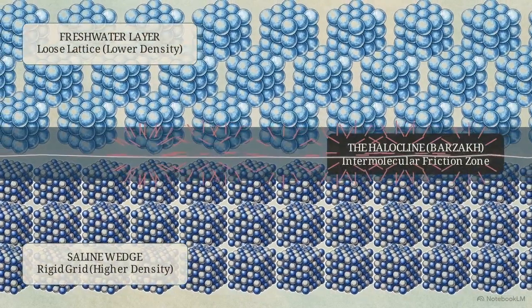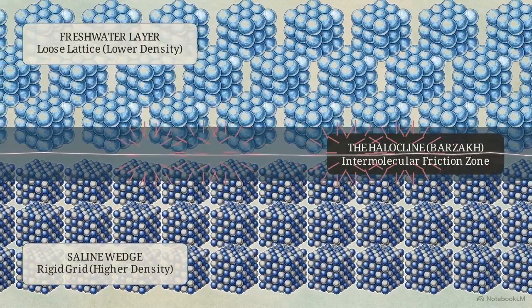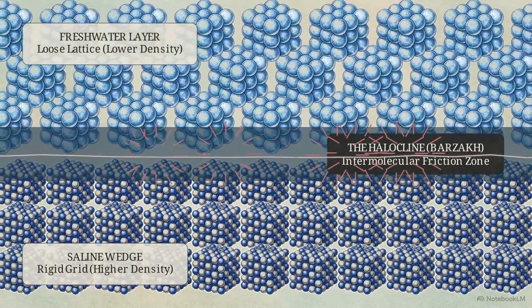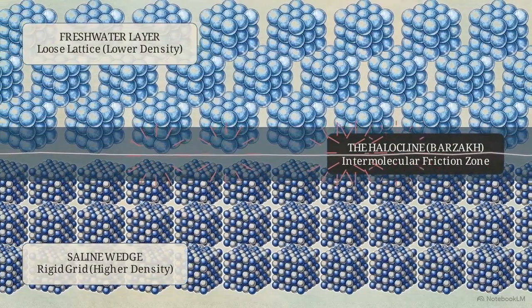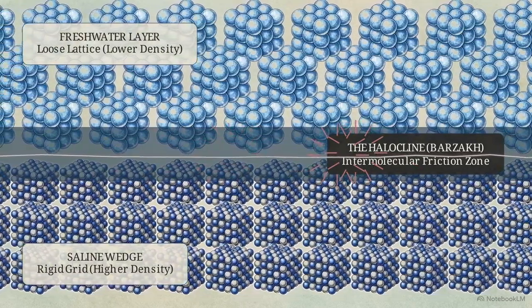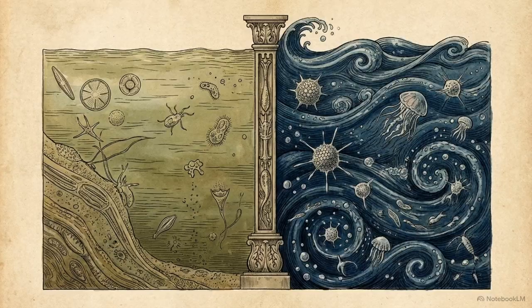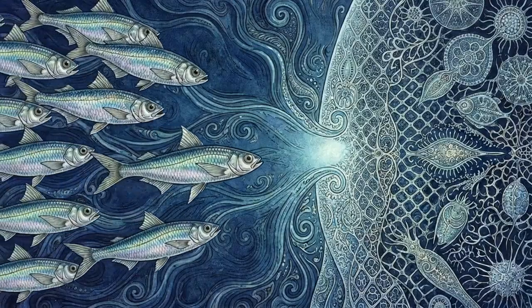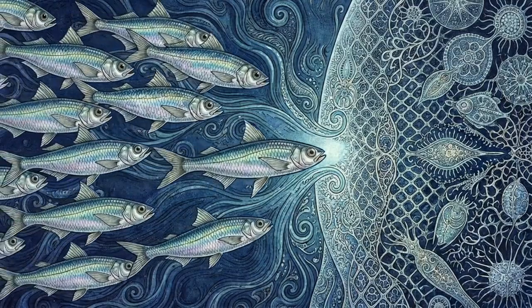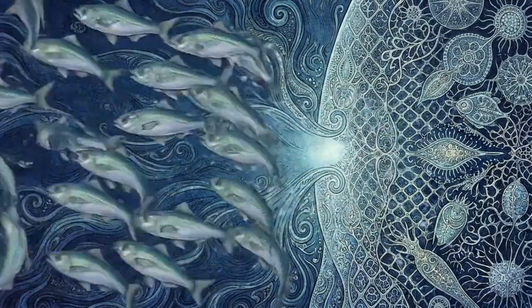Inside that sharp transition, distinct chemical properties take over. Differing surface tensions and intermolecular forces create severe friction, allowing the massive fluid bodies to slide and grind without integrating. The halocline is the physical manifestation of the Barzakh, a dynamic, self-maintaining frontline that prevents either sea from overwhelming the other.